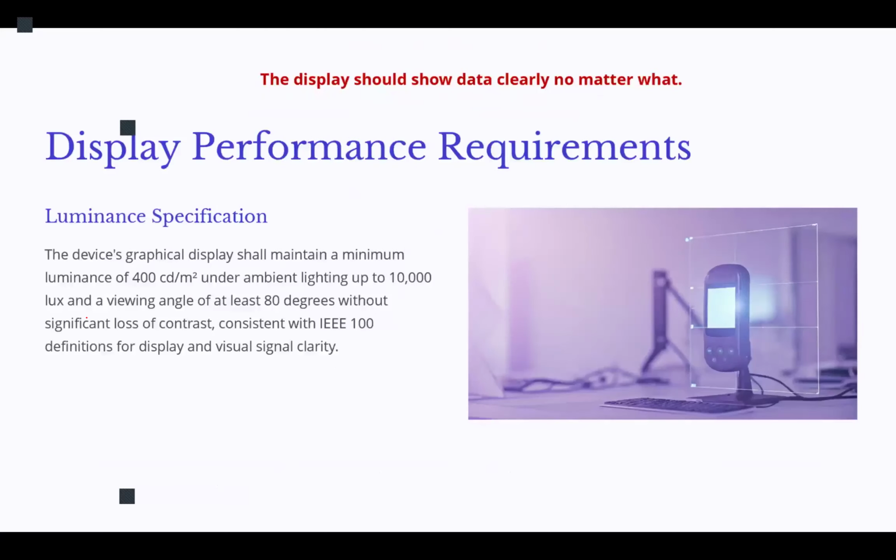The display should show data clearly no matter what. What is the enhancement? The device graphical display shall maintain a minimum luminance of 400 cd per square meter under ambient lighting. Not just always. Ambient light would interfere or change the measurement. Under ambient lighting up to 10,000 lux, and in what viewing angle? Because it makes a difference. In a viewing angle of at least 80 degrees without significant loss of contrast, consistent with IEEE 100 definition of display and visual signal clarity.